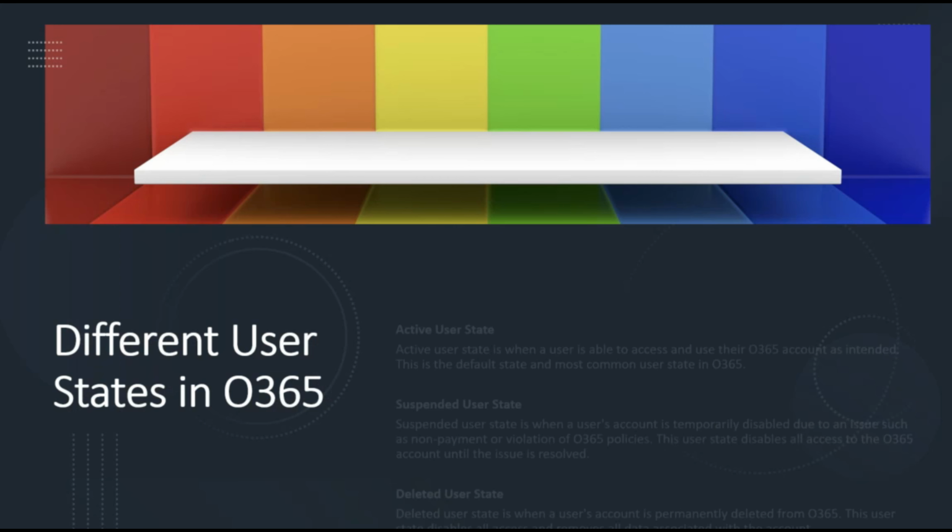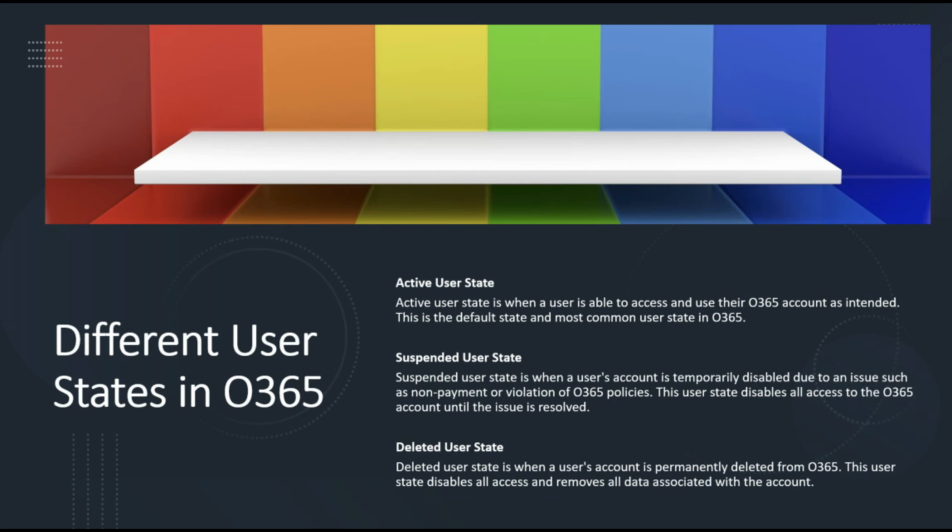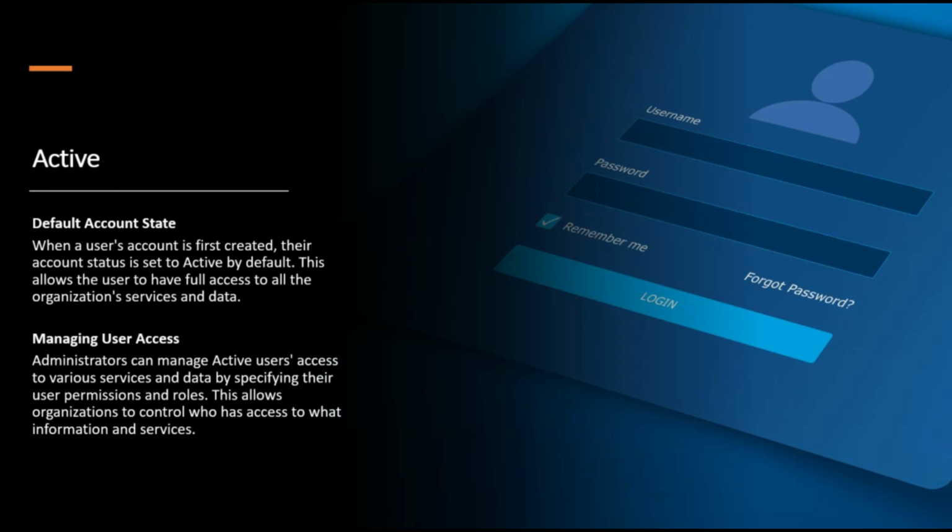Now let's see what are the different user states available in Office 365. So there are several different user states, each with its own characteristics and implications. We will explore the three main user states, that is active, suspended, and deleted. If we talk about the active user state, it is the default state for a user's account when it's first created. So active users have full access to the organization's services and data, and administrators can manage active users' access to various services and data by specifying their user permissions and roles.